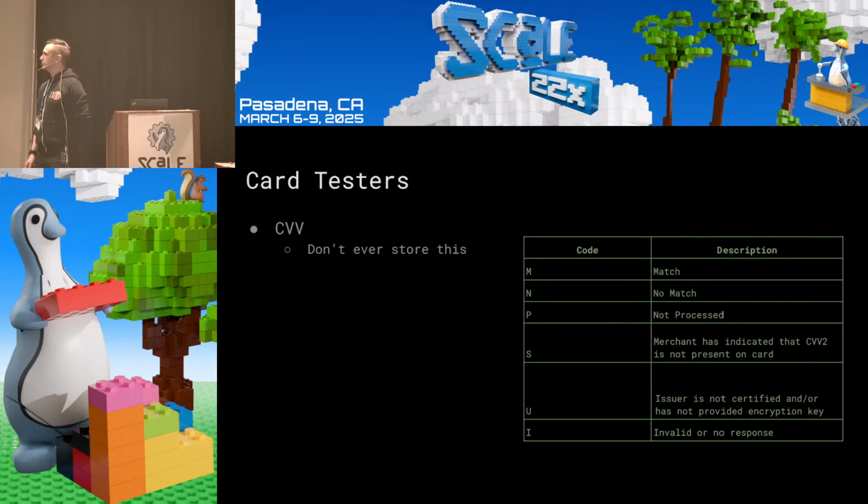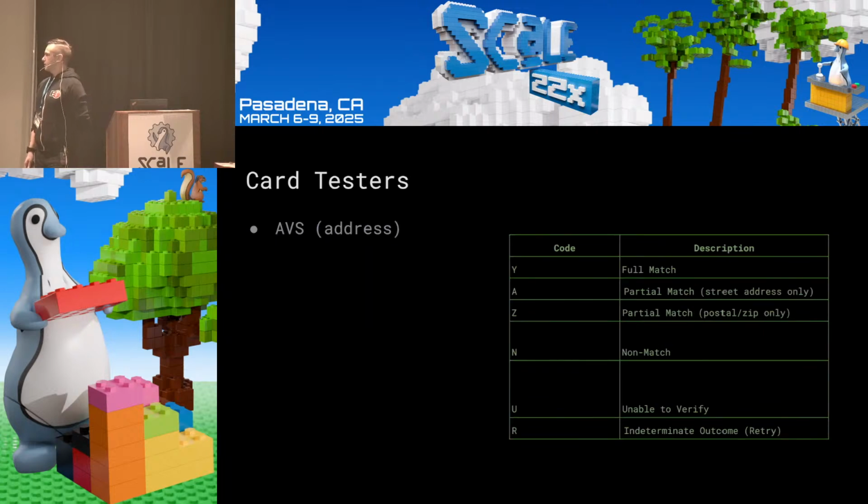So CVV, don't ever store this. Again, this is the secret code that authenticates you as the card holder. It's that little number at the back of your card, I think front of the card for an Amex. But this isn't actually a pass-fail thing. When you send this through, you're going to get one of these responses. Well, the processor might absorb some of this for you. But it's not pass-fail. It's kind of murky here, and then you have to make a decision what to do with this based on everything else. But you can use this as signal.